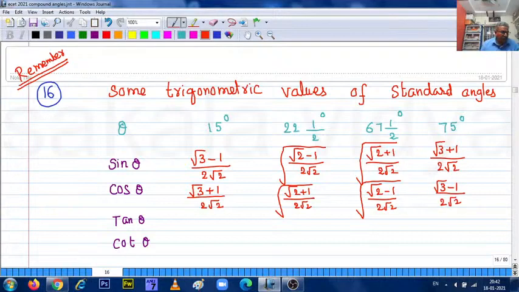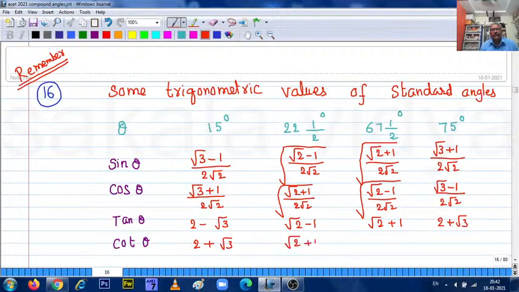So tan theta is very simple. Tan theta is very simple means this by this. 2 root 2, 2 root 2 cancel. This will be 2 minus root 3. So this will be root 2 minus 1. This will be root 2 plus 1. So this will be 2 plus root 3. In reverse order write down: 2 plus root 3, root 2 plus 1, root 2 minus 1, 2 minus root 3. So in this way all the values we can remember. So please note down all.